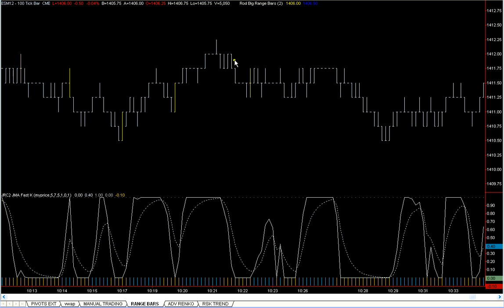So what you're going to try to do, and we've just used a very fast stochastic here to show you an opportunity to get in, you're going to short that market, and you've got a couple of ticks profit before it splits that difference. It's just that simple.